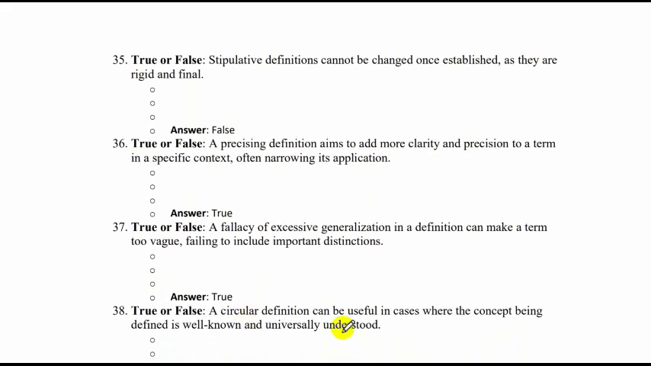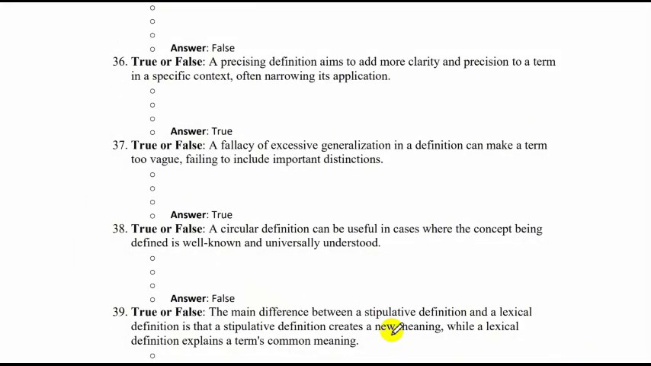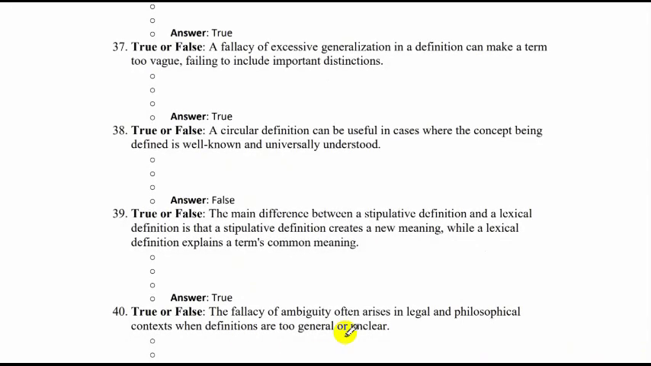A circular definition can be useful in cases where the concept being defined is well known and universally understood. False. The main difference between a stipulative definition and a lexical definition is that a stipulative definition creates a new meaning while a lexical definition explains the term's common meaning. Correct. True. The fallacy of ambiguity often arises in legal and philosophical context when definitions are too general or unclear. Correct. True.